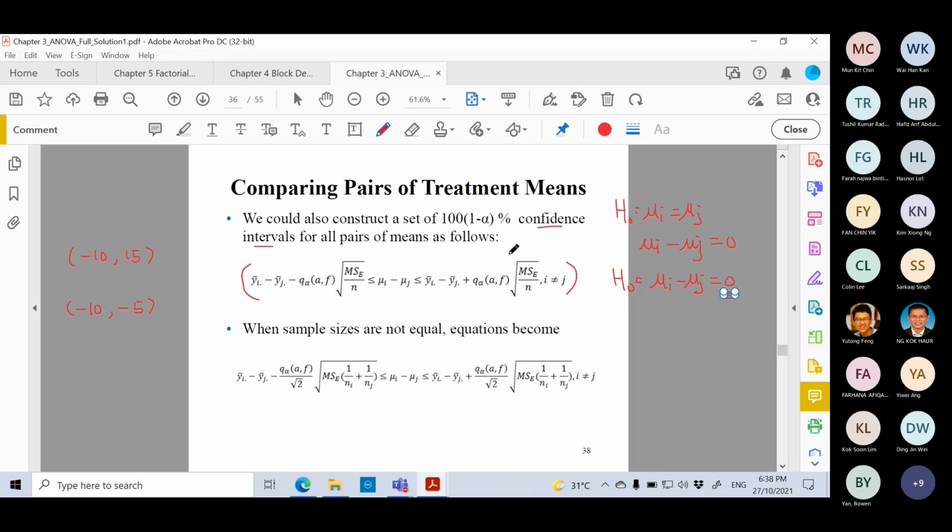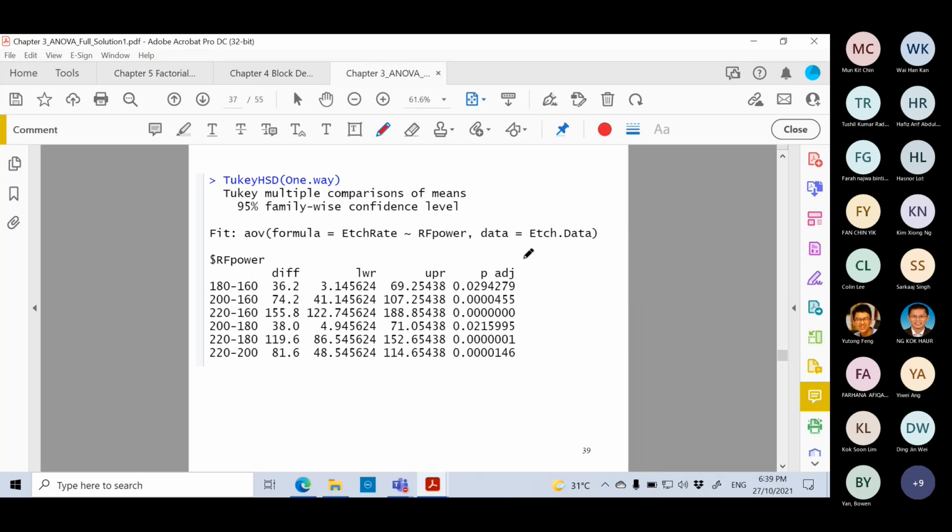Let us go through the following one. This is the result if I use R to get a Tukey HSD test. These are the R codes to calculate it. You can see that we do the comparison of 6 different power levels. Under the 6 different levels of power, we can do the comparison.